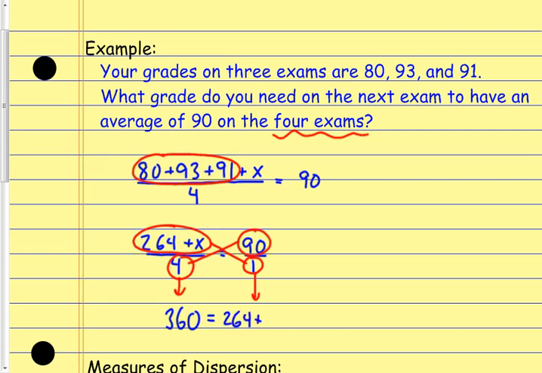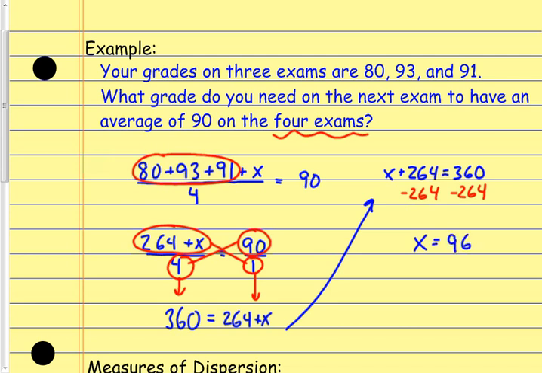And now what I have is this little equation. I'm going to rewrite it as x plus 264 equals the 360. And now to finish solving this, I'm just going to subtract that 264 from each side. Really, once I have this set up, I'm simply solving a linear equation. And it looks like that gives me a 96. So I'm going to need a 96% in order to get a 90% average. Okay? Which makes sense because that one score, that 80%, was much lower than the rest. In order to bring that up to a 90%, I'm going to need something that's pretty high. Okay?